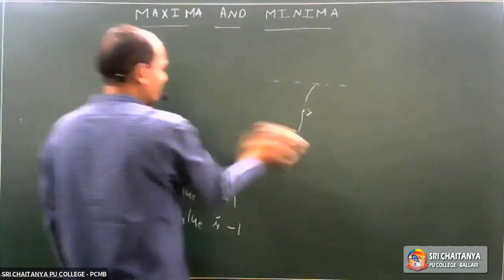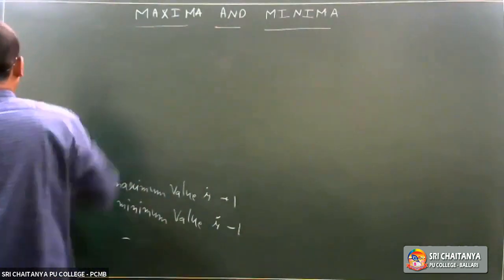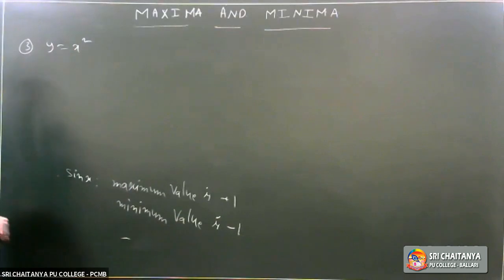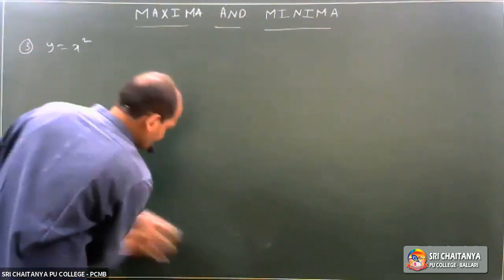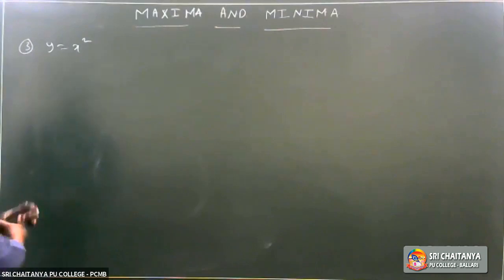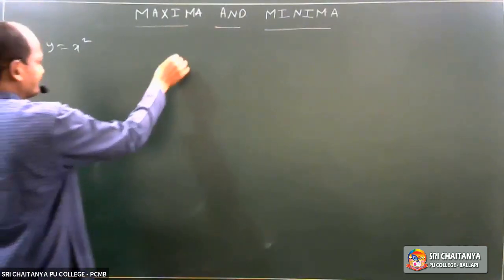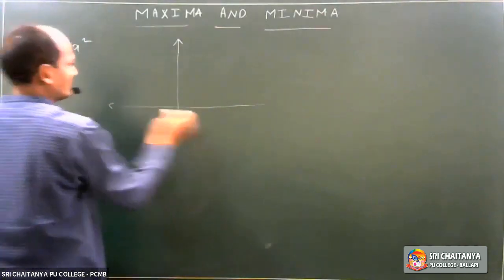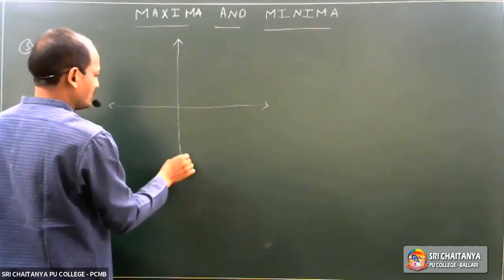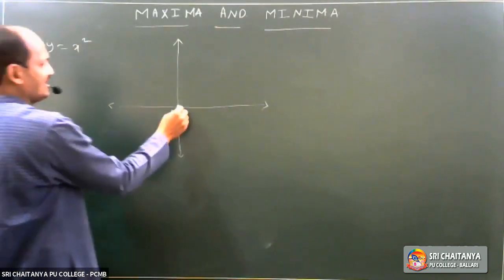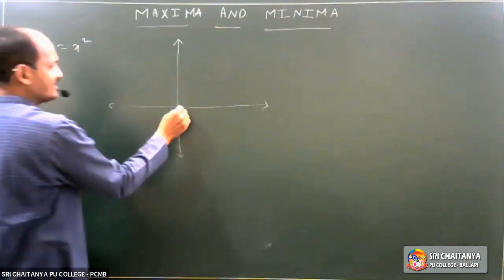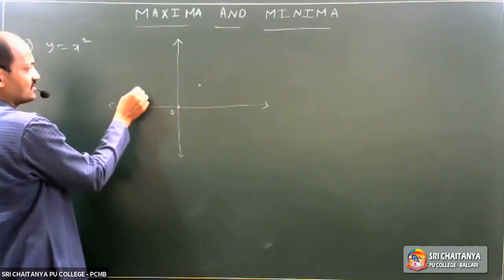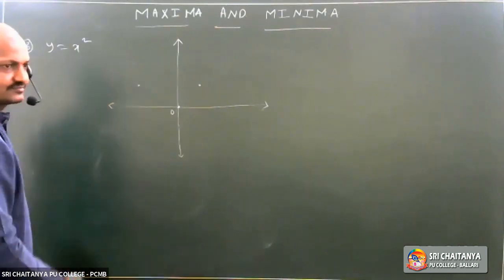Next, for example, y equal to x square. How to draw the graph y equal to x square? If x is equal to 0, y is 0. If x is equal to plus 1, y is equal to 1. If x is equal to minus 1, y also plus 1.